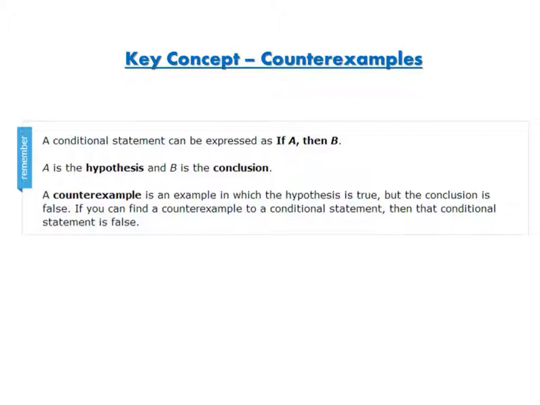In the last lesson, we looked at conditional statements, and they are expressed as if A, then B, where A is the hypothesis and B is the conclusion. Well, a counterexample is an example where the hypothesis is true, that's what comes after the word if, but the conclusion is false. So we're looking for something that can make the conclusion false. So if you can find a counterexample to a conditional statement, then the conditional statement is false. We're going to take a look at a couple examples, and it's really pretty easy.